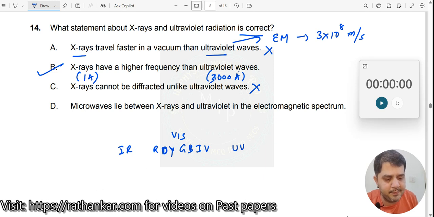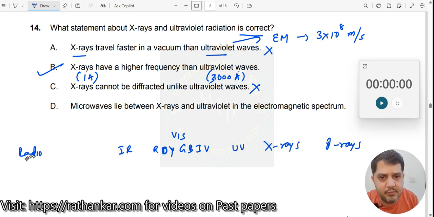Once this has been done, whenever you have infrared over here, then at the end you can have radio waves, and at this end you can have your gamma rays. This you should remember. And then between ultraviolet and gamma you should have your X-rays, and between radio and IR, you can have your microwaves.